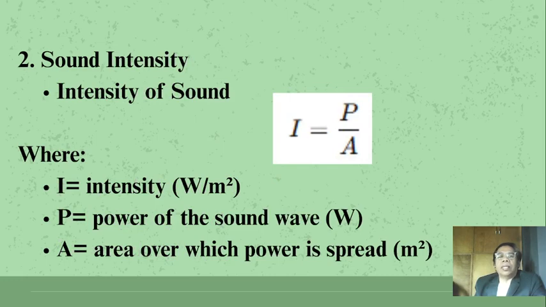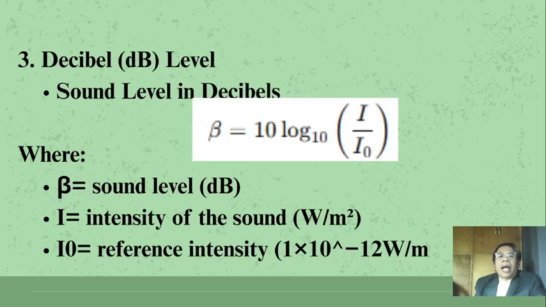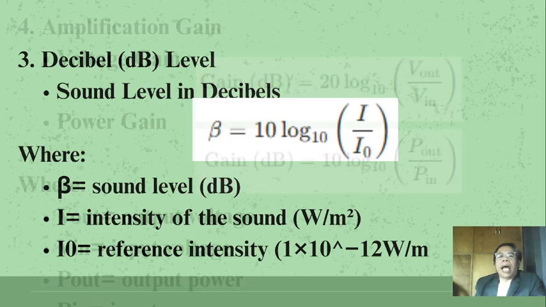Number 2, sound intensity. Intensity of sound, I is equal to P over A. Number 3, decibel level. The sound level in decibels, beta is equal to 10 log of I over I0.